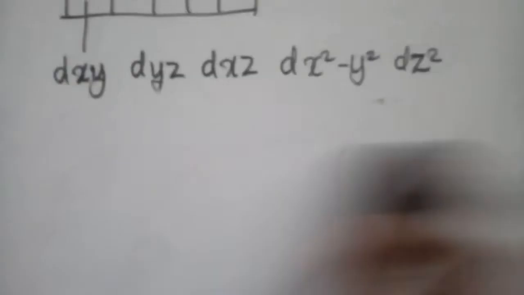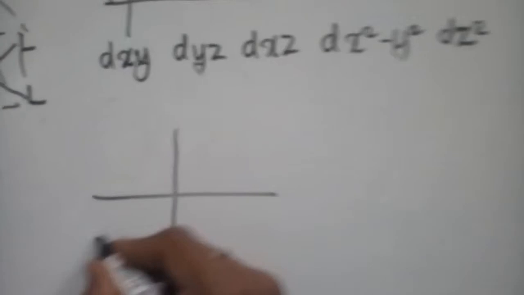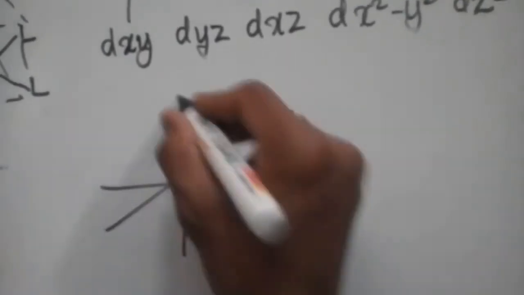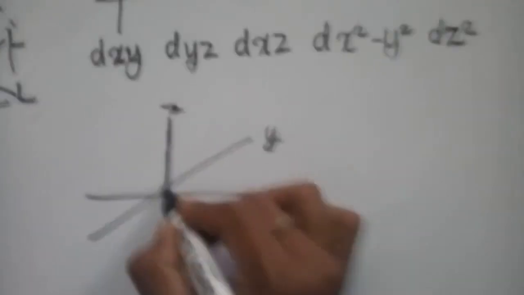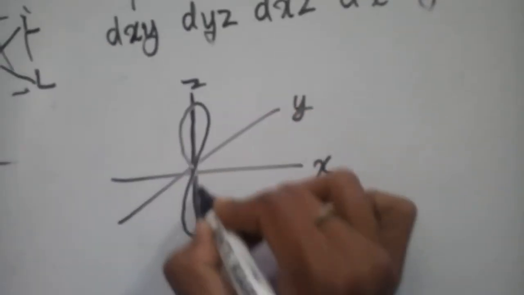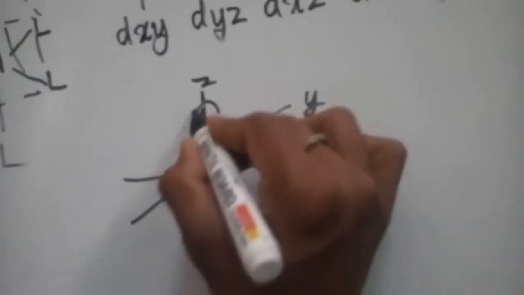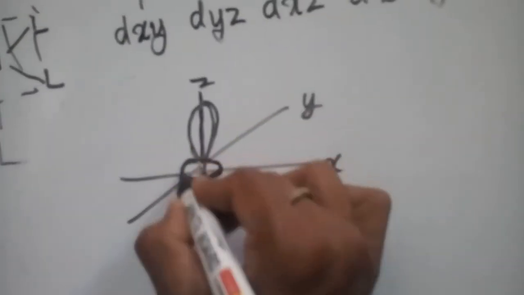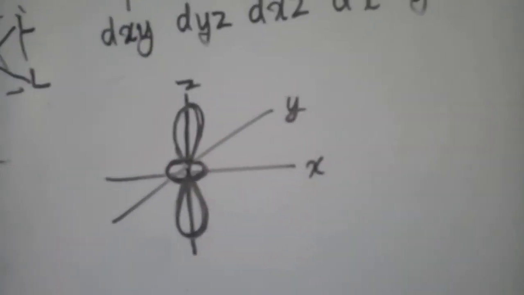Now we will see how dz square is arranged. X, Y, Z. This dz square orbital has a different arrangement. It is totally placed on the z axis. One lobe is here and one ring is concentrated at the origin. This is the dz square orbital.